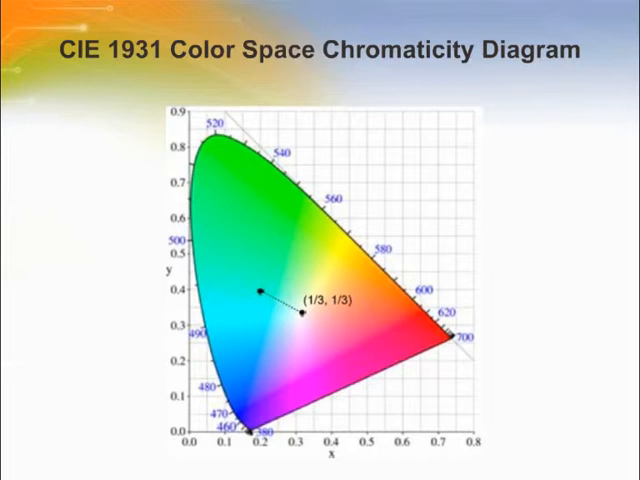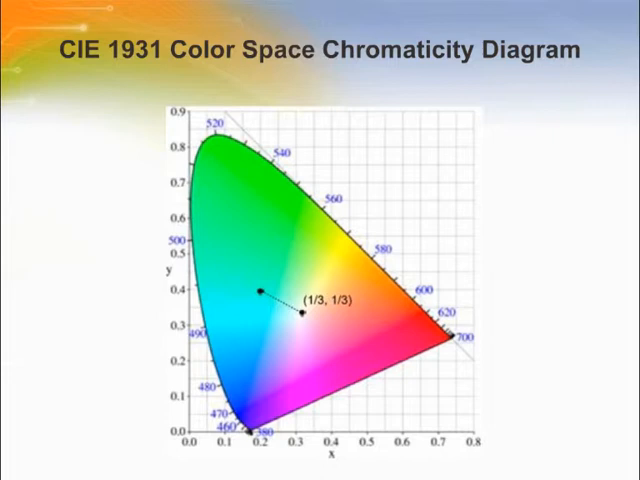Each given color point within the diagram can then be represented as an X and Y coordinate in this diagram. For example, this specific point in the diagram has an x-coordinate of 0.2, a y-coordinate of 0.4. Pure white is represented in this diagram at exactly 1 over 3, 1 over 3. This is sometimes called the white point.